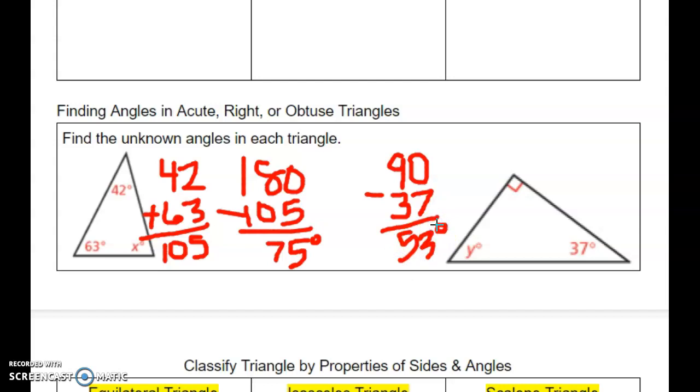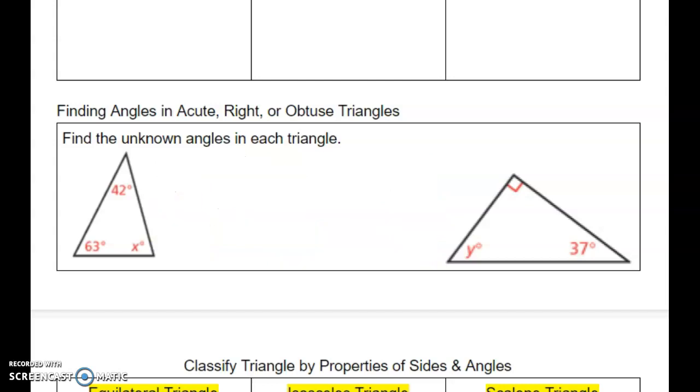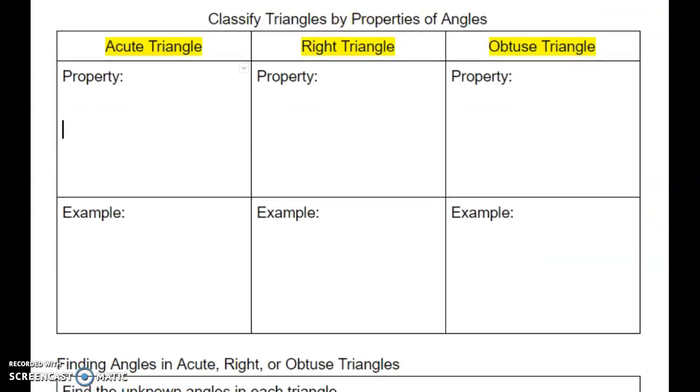Okay, so this is something that we've practiced for a while now, and just know that that is also going to be on the test that you have coming up in a week or so. Now, the other piece that we're going to talk about today is naming triangles properly, okay? There's two ways that we can name triangles. The first is by their angles.